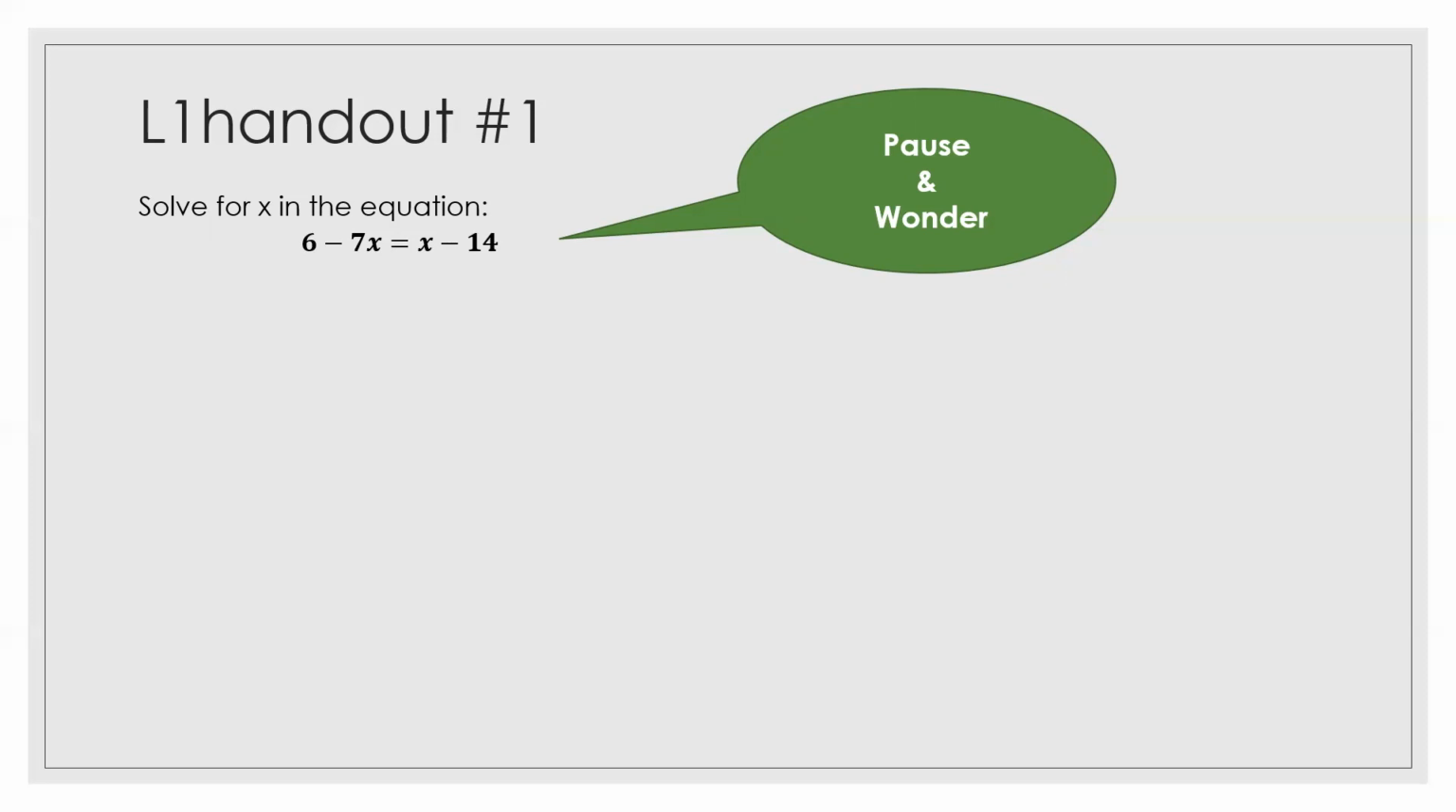So once you have done that, let's take a look. Now, you have x's on both sides of the equation. So your choices would be, well, I can go ahead and minus x to both sides, or I can go ahead and add 7x to both sides. What would be a better choice?